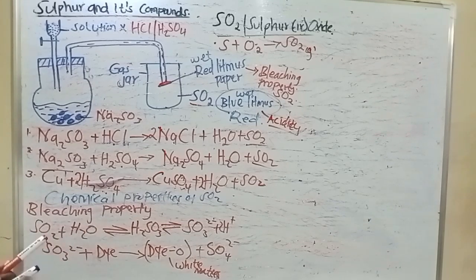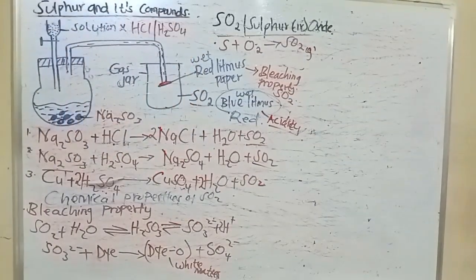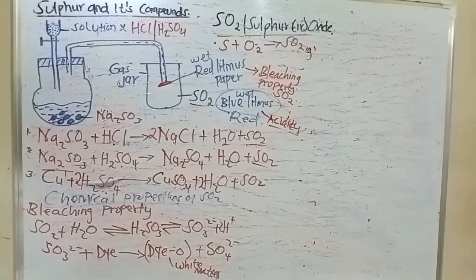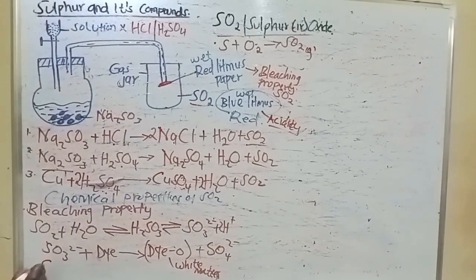Another chemical property of sulfur 4 oxide we are going to talk about is its reducing property. So we are going to write it. Another chemical property of sulfur 4 oxide is the reaction of sulfur 4 oxide with metals, okay? Your sulfur 4 oxide dissociates to form sulfur and oxygen gas, okay?